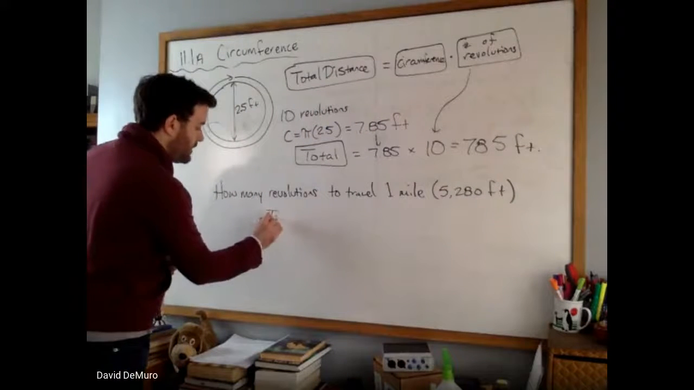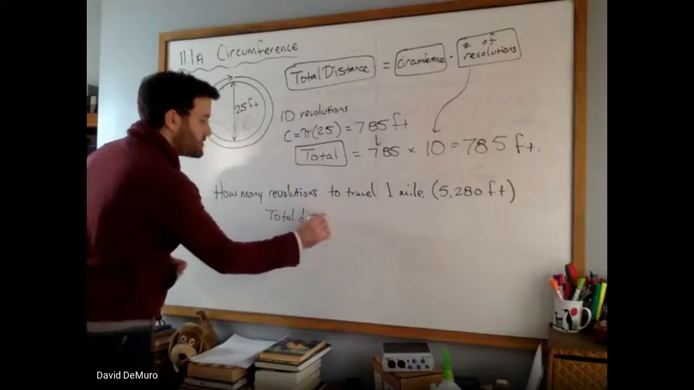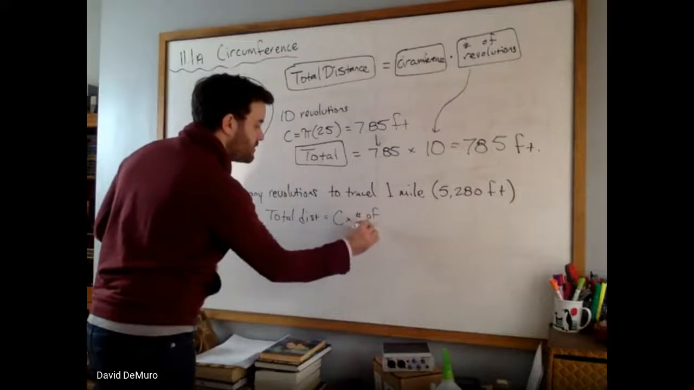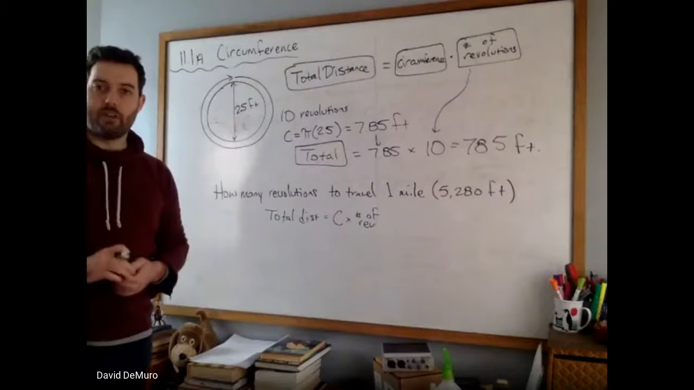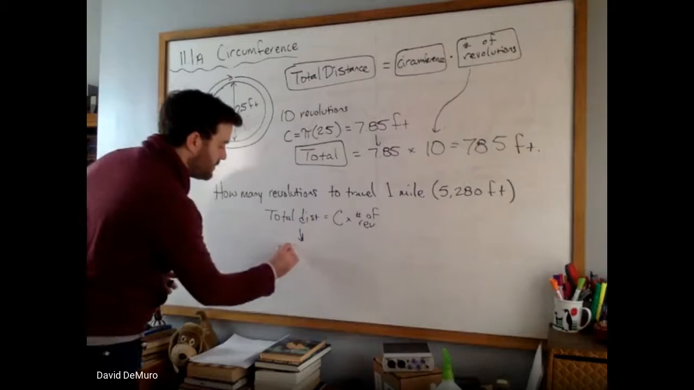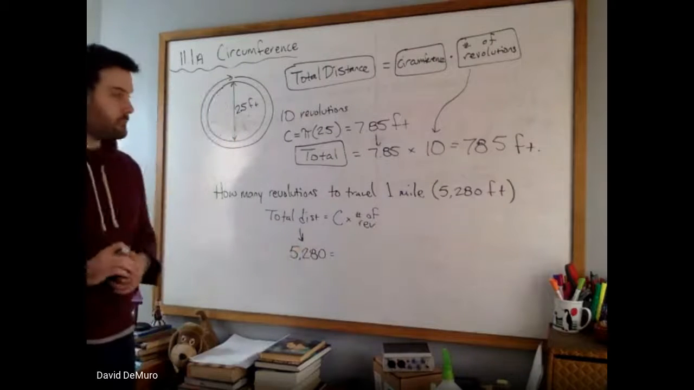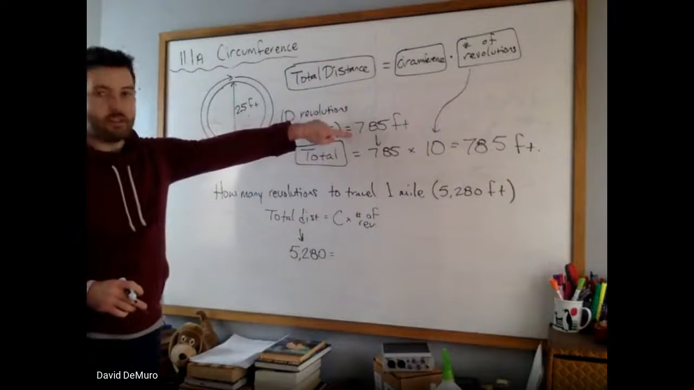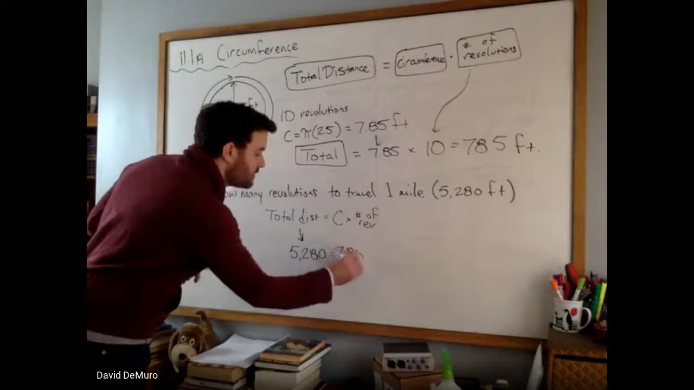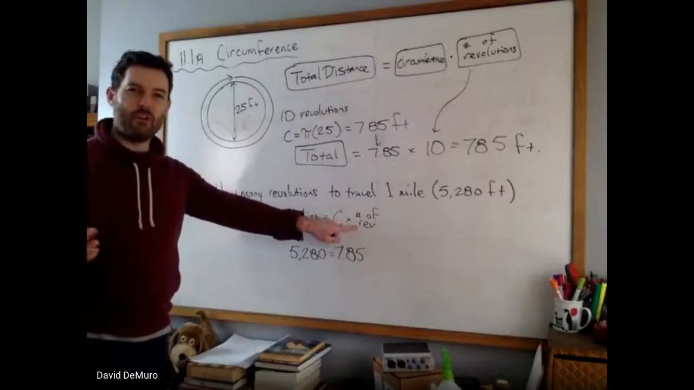So we'll take this formula: the total distance equals the circumference times the number of revolutions. Substitute in the parts that we know to solve for the part that we don't. So the total distance that it traveled would be 5,280 feet. Earlier, we solved and found that the circumference was 7.85 feet times the number of revolutions. That's what we don't know.